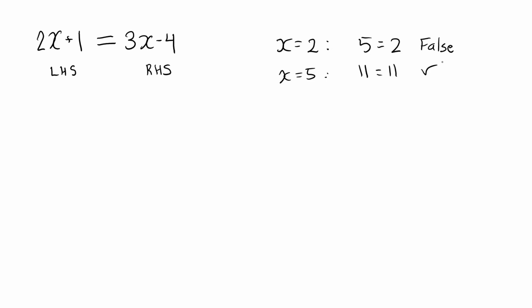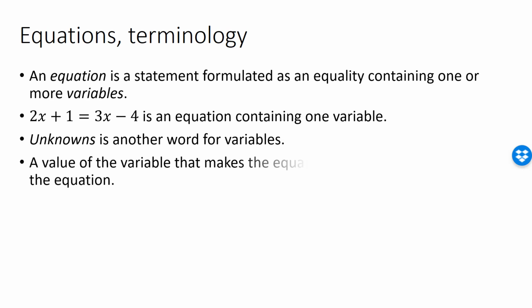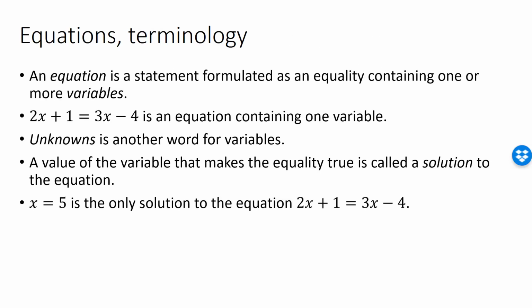The important point is that an equation will be true for some values of x, and it will be false for other values of x. The main goal is to find all the values for the variable x, which makes the statement true. This is also why the variable is sometimes called our unknown. We are trying to find its value. Any value for x which makes the equation true is called a solution to the equation. In our example, 5 is the only solution.